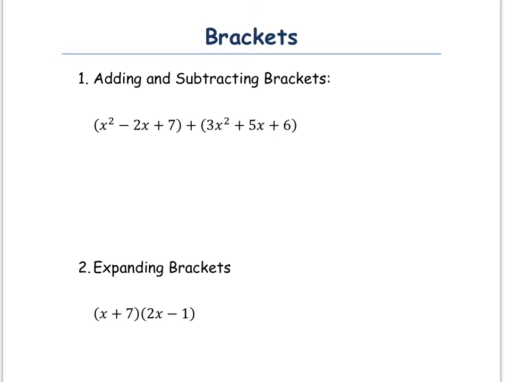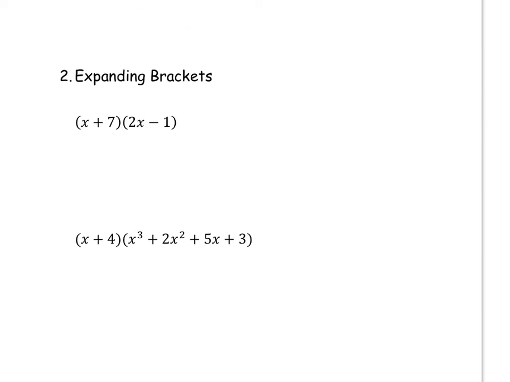Now, all you have to do here is collect together like terms. Now, like terms also refers to having the same power of x. So x squared plus 3x squared, which is 4x squared, minus 2x plus 5x, which is 3x, and 7 plus 6, which is 13. So that's part 1 done. Part 2 is to do with expanding brackets.